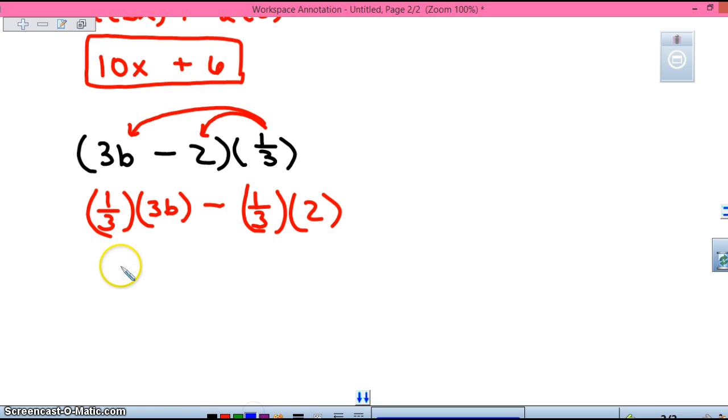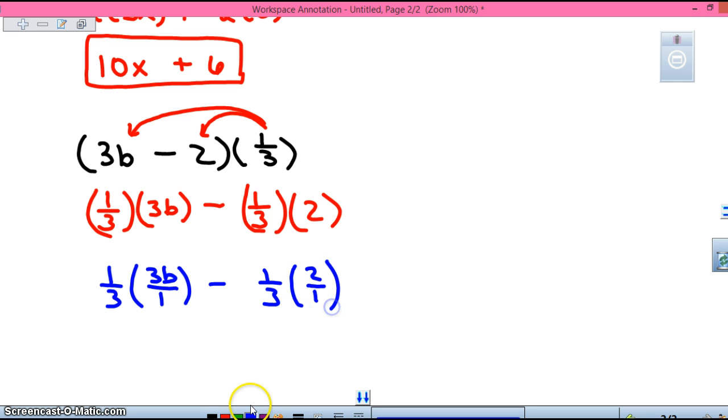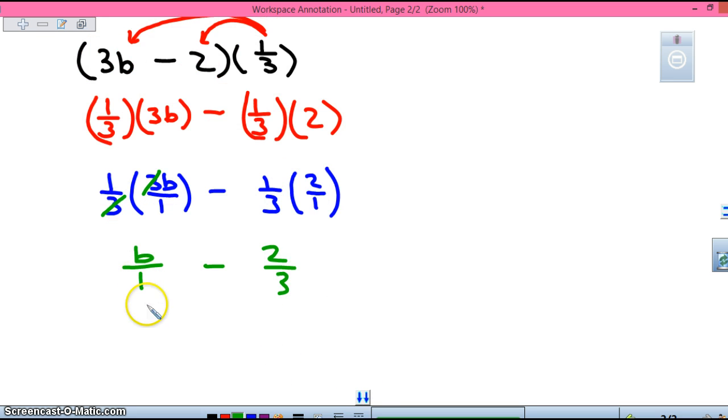To multiply my fractions, I'm going to say 1/3 times 3b over 1 minus 1/3 times 2 over 1. Notice when I'm multiplying 1/3 times 3b over 1, we can cross cancel the 3's. So I'm left with b over 1. 1 times b is b, 1 times 1 is 1, minus 1 times 2 is 2, 3 times 1 is 3. Can I simplify b over 1 to b minus 2/3?